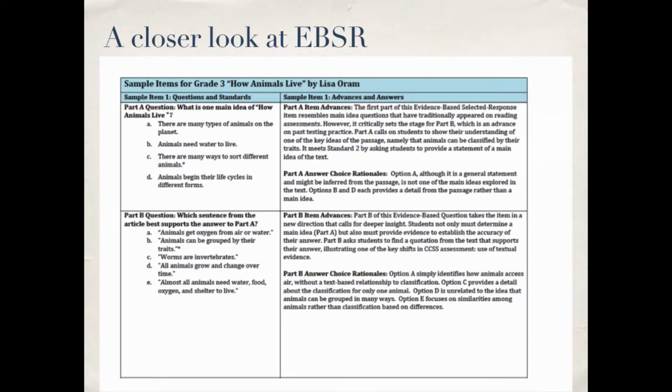Let's take a closer look at an EBSR. Here in the sample exam item from grade 3, the question in part A is something that students will be very familiar with. What is one main idea of how animals live? This is a pretty traditional question, and it can be found on many standardized tests. What is different or not traditional is the question in part B, which asks the student to supply the sentence from the article that best supports the answer.